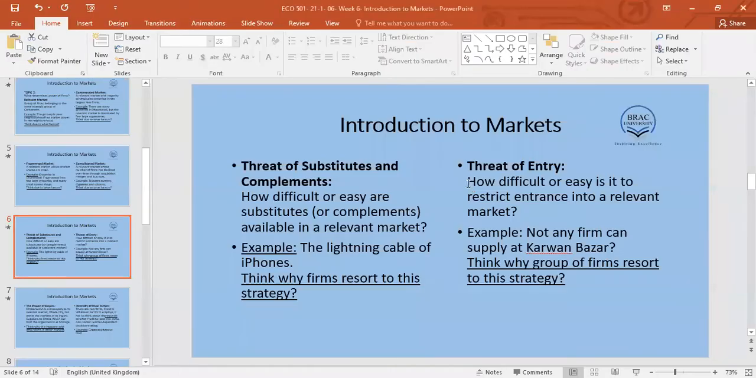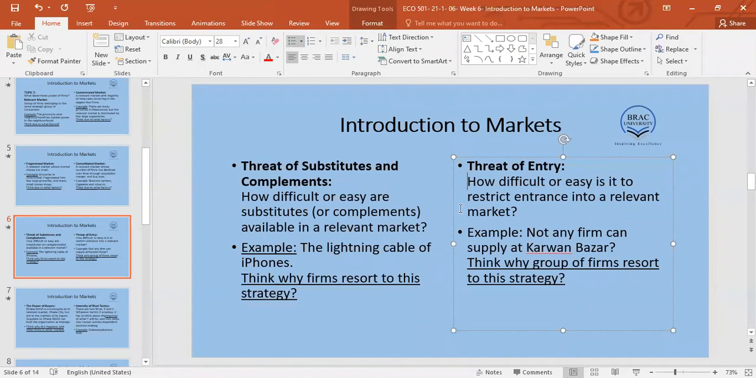So when we are looking at the threat of entry, the first question is, how many firms can enter this market? That depends on the relevant market of the firms, the capacity of the firms, and how much demand is available to absorb their supply. There has to be an upper limit. If I'm a fish seller and I know Karan Bazaar can't support more than 200 sellers, and there are already 200, I will not have an incentive to enter. So my entrance is not a threat for Karan Bazaar.